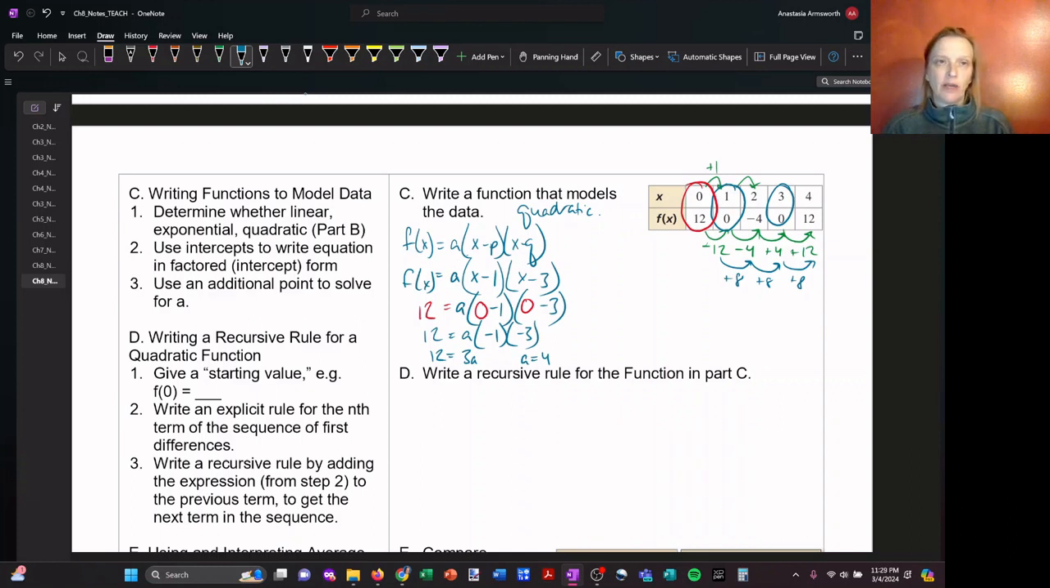I know my a value now. So I can take this version of the equation that I wrote before and combine it with what I know about a now to write a complete function, f of x equals 4 times x minus 1 times x minus 3.